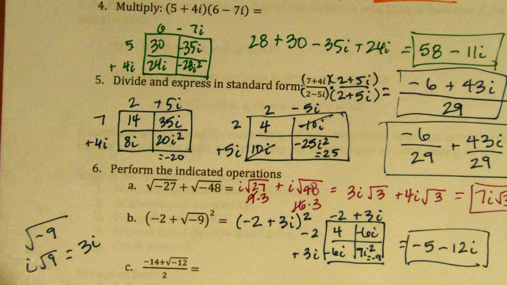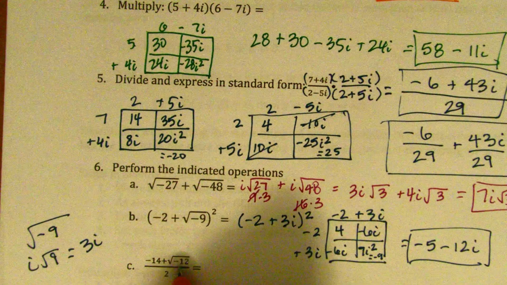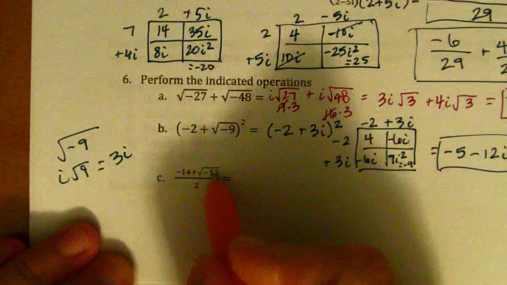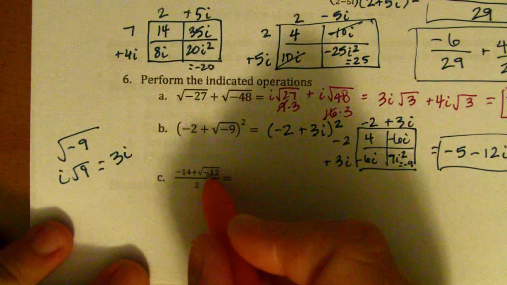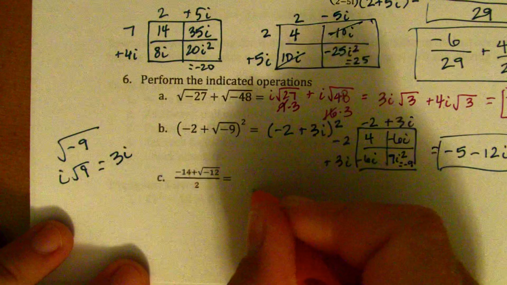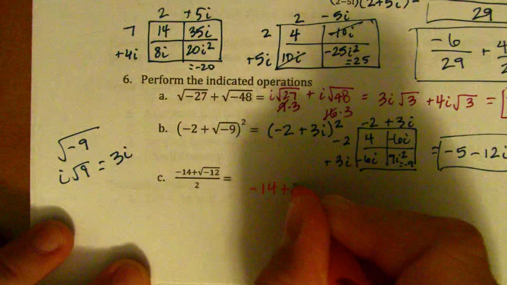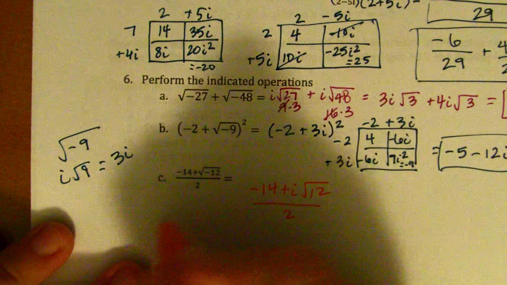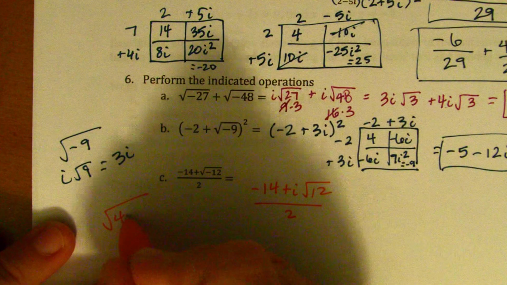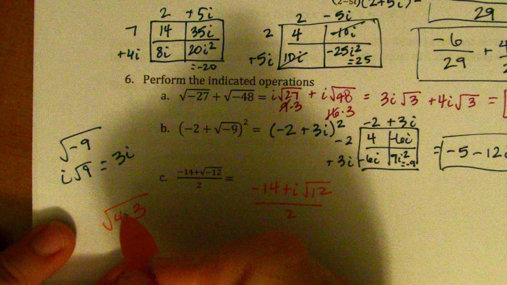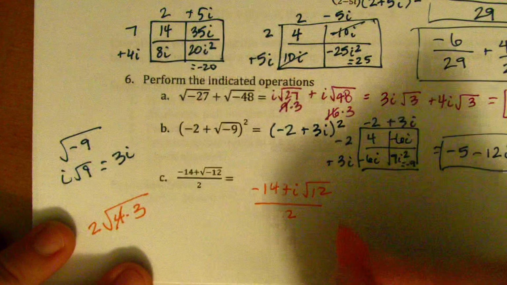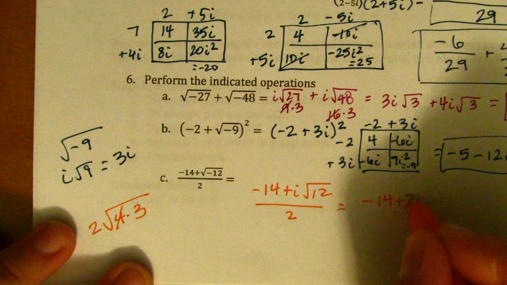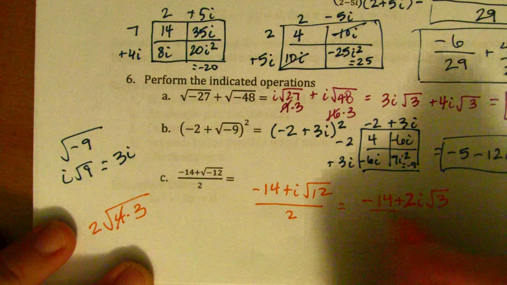And then the last one here, we have a square root with a negative inside. I need to simplify that as much as possible. So remember, square root of negative 12, the first thing I would do is pull the negative out and have an i out front. So negative 14 plus i root 12 over 2. And the square root of 12, well, that's the same thing as the square root of 4 times 3. And we can take the square root of 4, that's 2. So we can rewrite that as negative 14 plus 2i root 3 over 2.